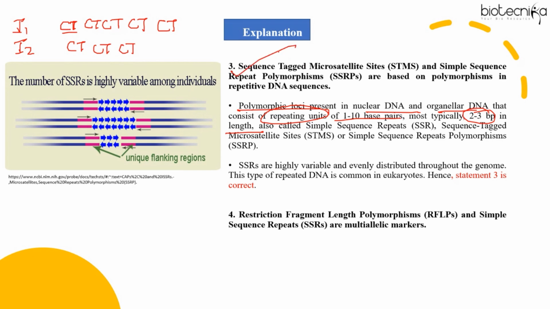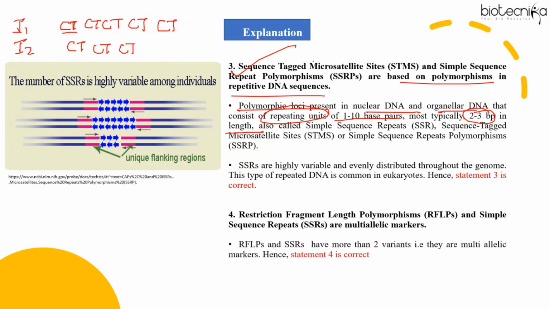So this statement is also correct. We can determine the polymorphism on the basis of repetitive DNA sequences, as in STM and SSR. And the advantage of using these markers is that they are evenly distributed throughout the genome.